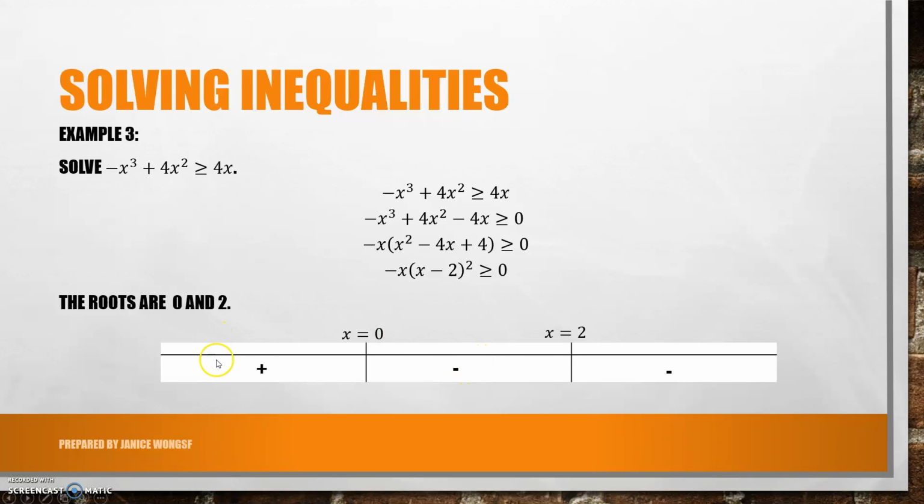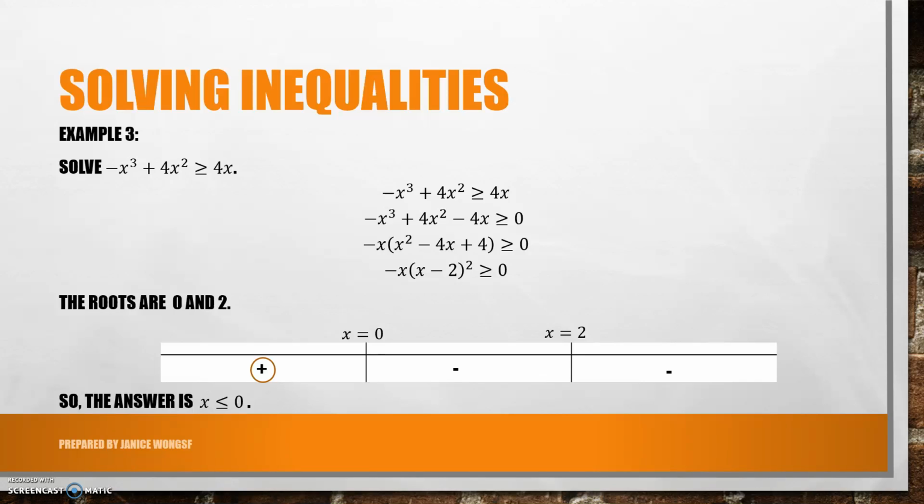Okay, so now we need to decide which region to be taken. Is it positive or negative? Okay, look at the last inequality. This is more than or equals to 0. More than or equals to 0 meaning that the value must be a positive value. So choose the positive region. So the final answer will be x less than or equals to 0.